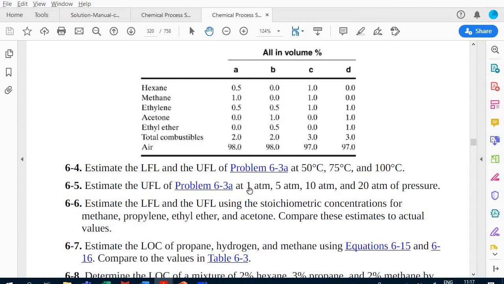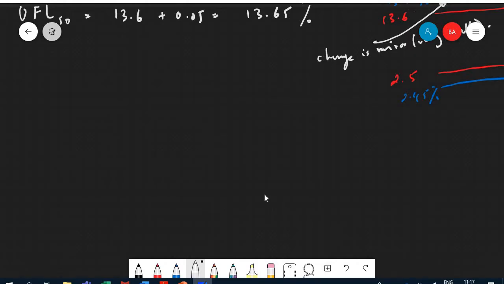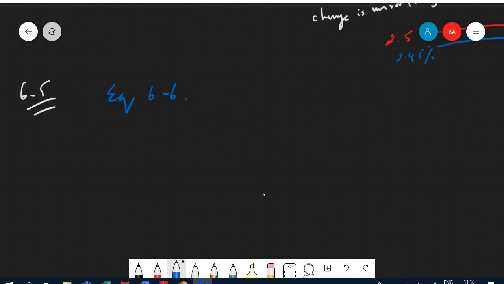Okay, great. So let's go and solve now 6.5. If you want to know which equation to use when you have a change in pressure, you're going to use equation 6.6. We said that the lower flammability limit, the LFL, will not change unless it is really very low pressure, under 15 millimeters mercury absolute. So the LFL will not change.